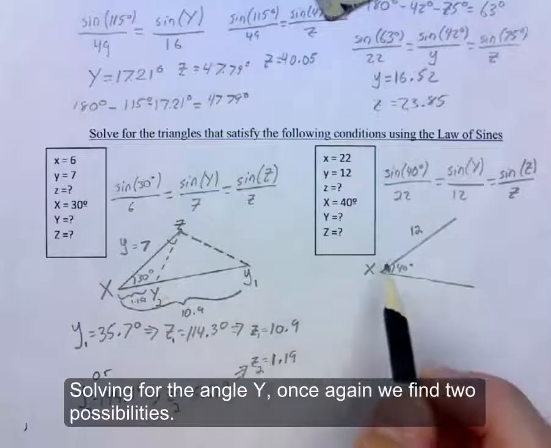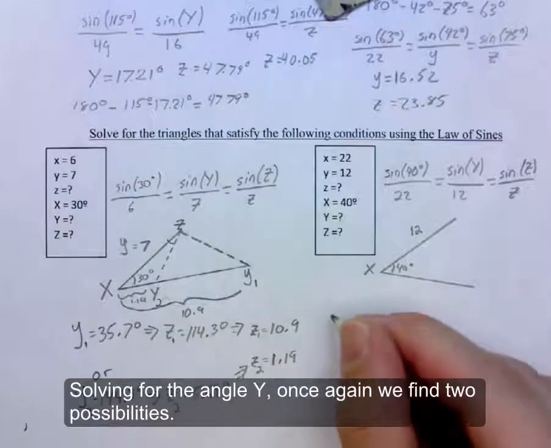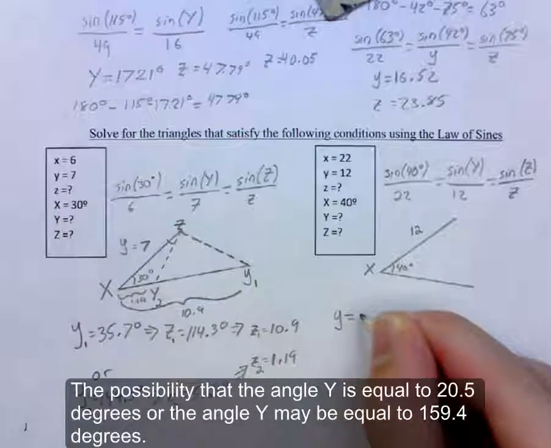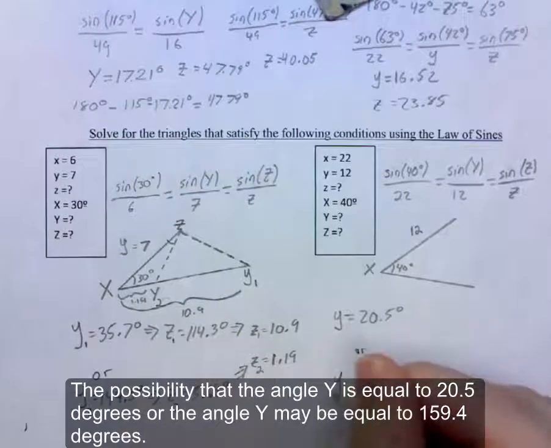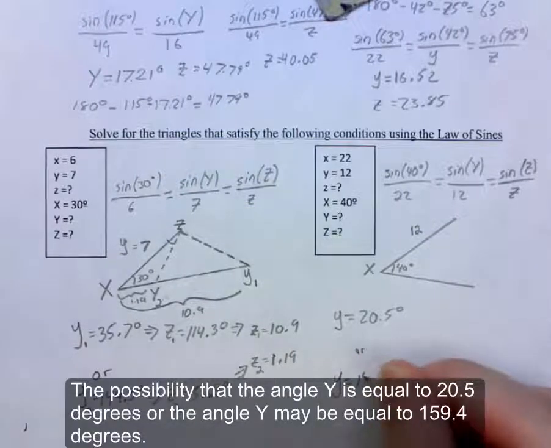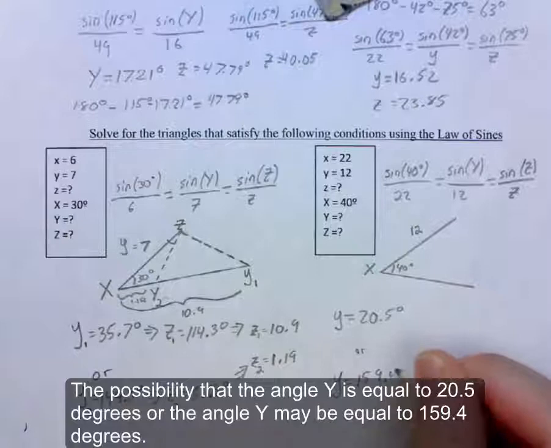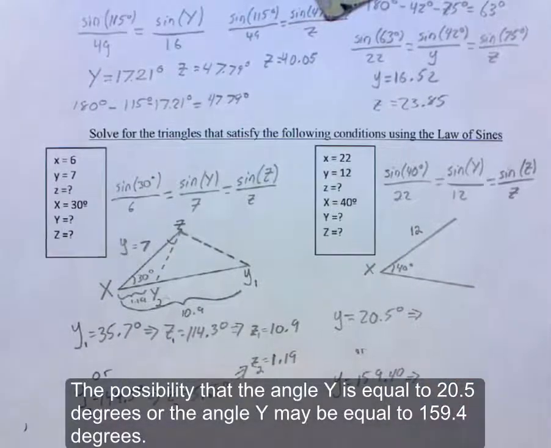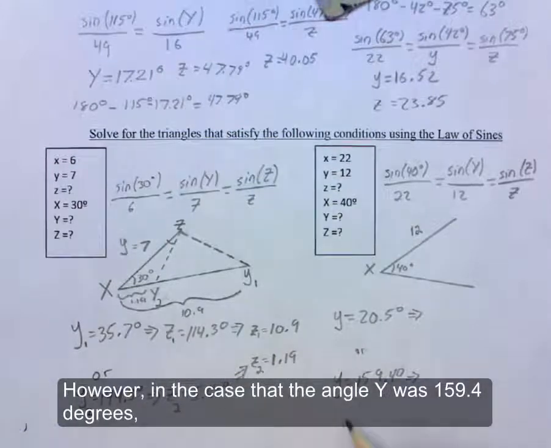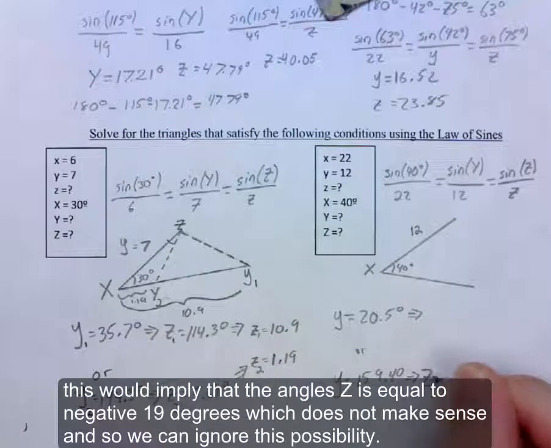We can then go ahead and draw a picture of the triangle that we are given thus far. Solving for the angle y, once again, we find two possibilities. The possibility that the angle y is equal to 20.5 degrees, or the angle y may be equal to 159.4 degrees. However, in the case that the angle y was 159.4 degrees, this would imply that the angle z is equal to negative 19 degrees, which does not make sense, and so we can ignore this possibility.